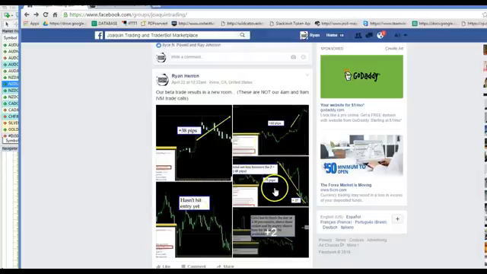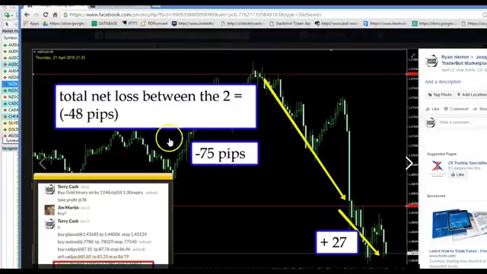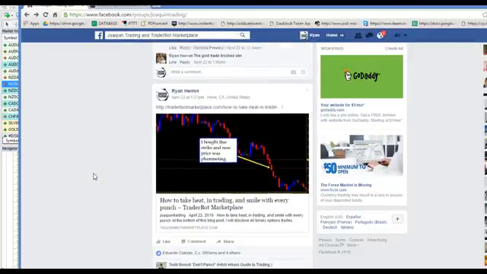63 pips. Here's a big drawdown of 75 pips. So you do have losses. This was a flip. This was a buy here and a sell here. We stopped out here and sold it here, and between the net two we lost a total of 48 pips. So this is not something that wins every time.